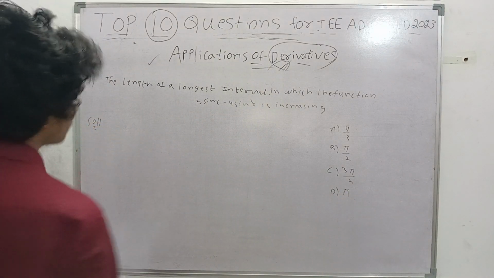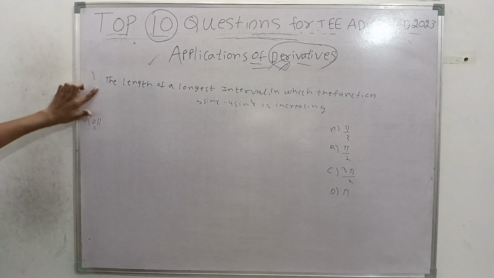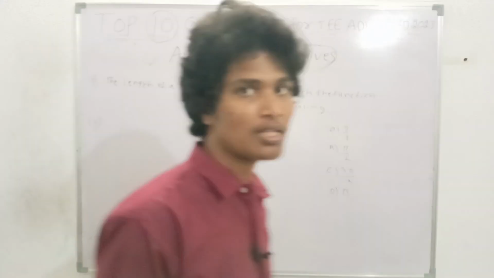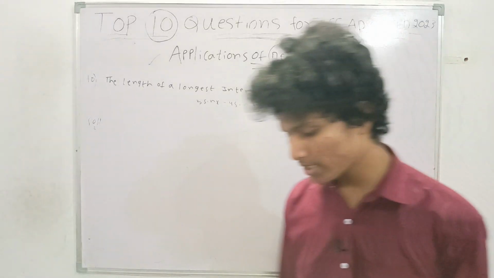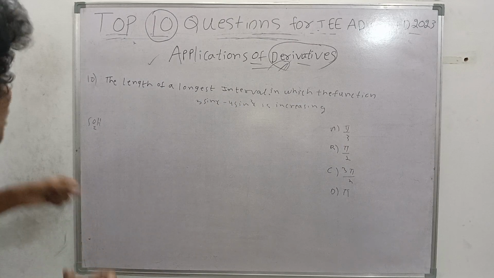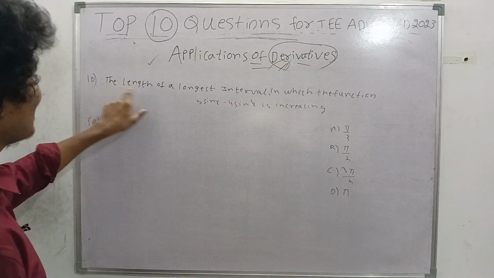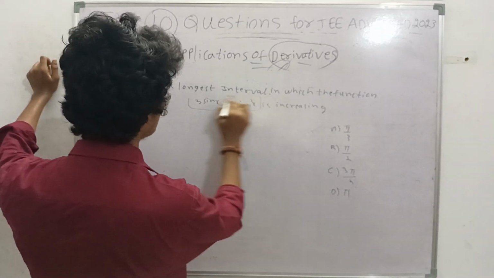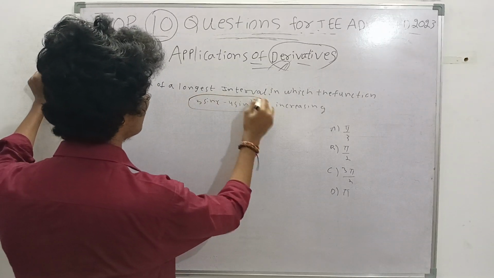What they are asking? This is the last question because one question is not printed correctly. I can post in the Telegram channel. You can watch there the clip of the answer which I provided for the 10th question. So the length of the longest interval in which this function is increasing. So we have to make this function increasing and we have to find the length of that interval.